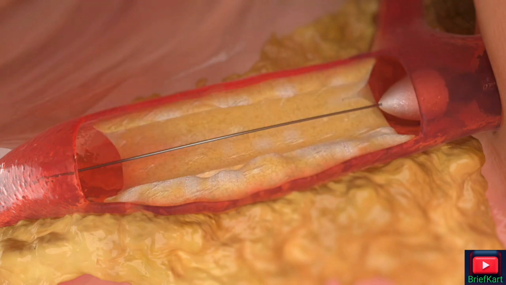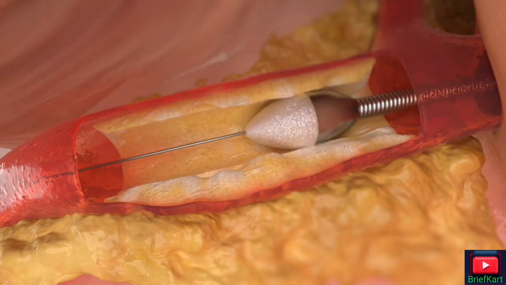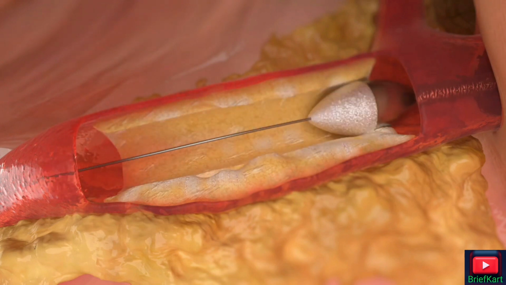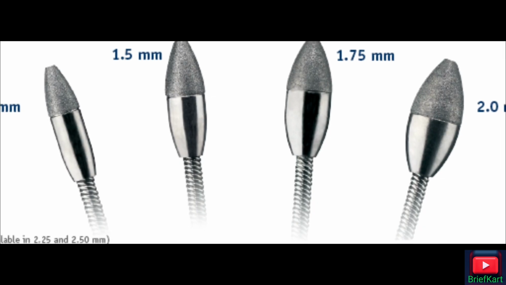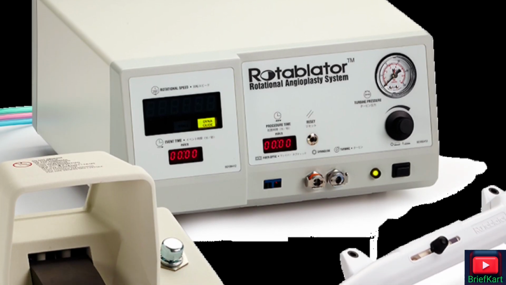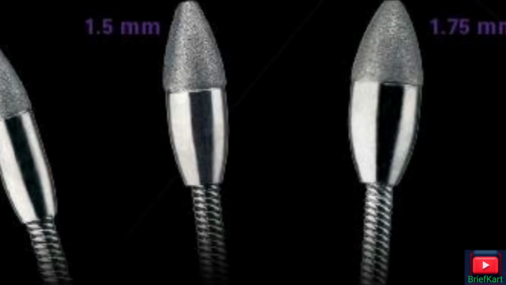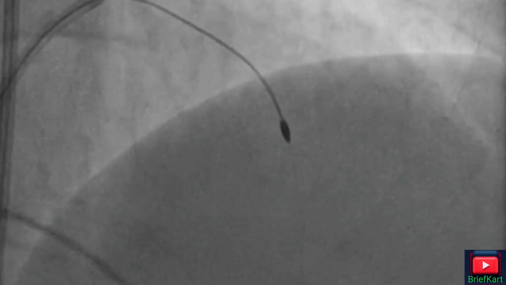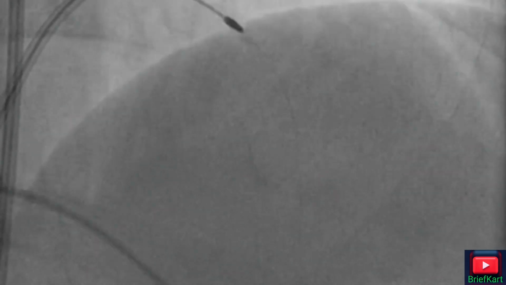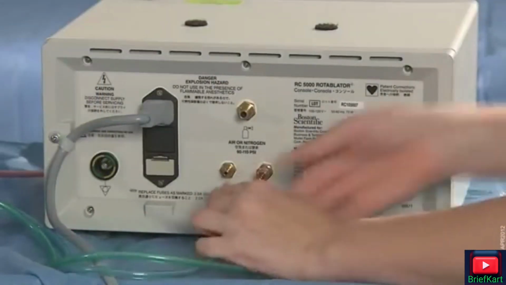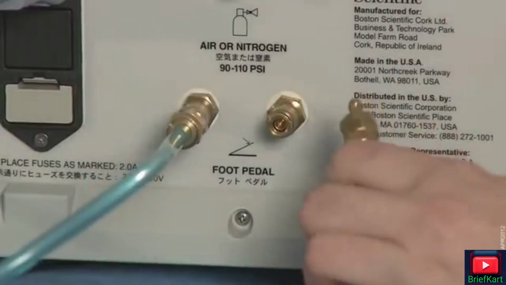95% of the particles generated by the rotablator are less than 5 microns and they are removed by the body's bloodstream. There are different sizes of bar available for coronary rotational atherectomy. The smallest bar is 1.25 mm and the largest is 2.5 mm. The size of the bar is selected depending on the size of the artery and calcium load. The rotablator is powered by compressed air or by nitrogen gas for its bar rotations.